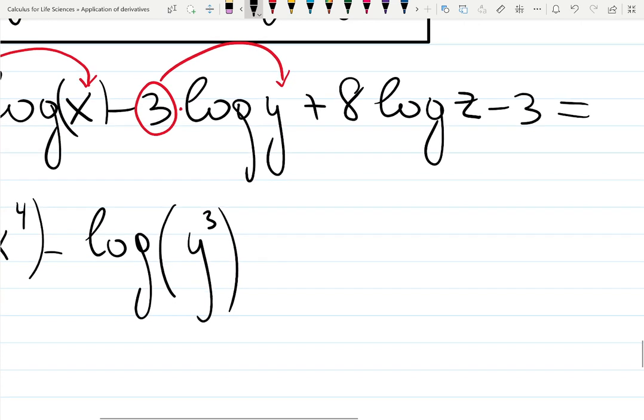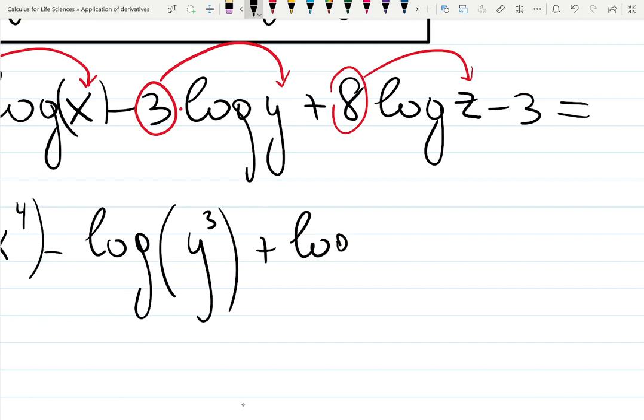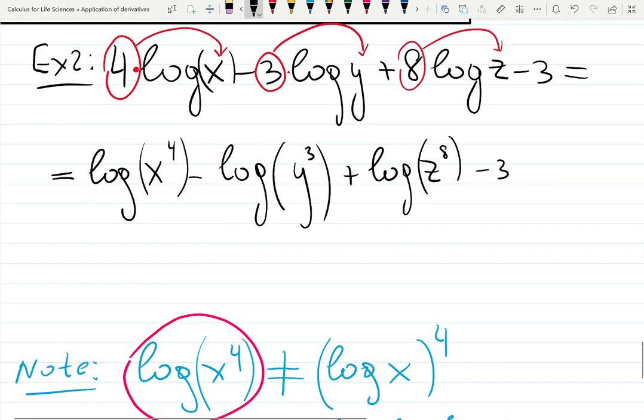Same with 8, plus 8 raised, log z to the 8. And I don't know what to do with 3, so I'll keep it as that. Is it 3? Oh, there was something more over here. Let's see. No, just 3. Okay, just keep it like that. Minus 3. So we did this.